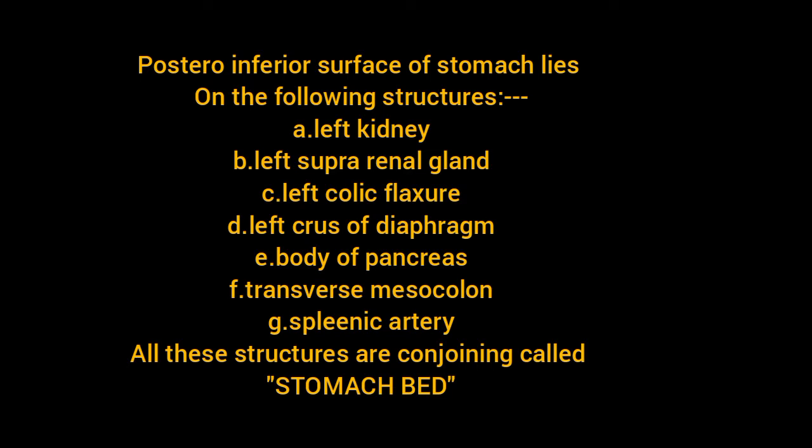If someone asks you what is the stomach bed, then you have to answer that the posterior inferior surface of the stomach lies on some structures such as the left kidney, left suprarenal gland, left colic flexure, left crus of diaphragm, body of pancreas, transverse mesocolon, splenic artery. All these structures together are called the stomach bed in supine position. Okay, now that's all about the descriptions of the anterior superior surface and posterior inferior surface.